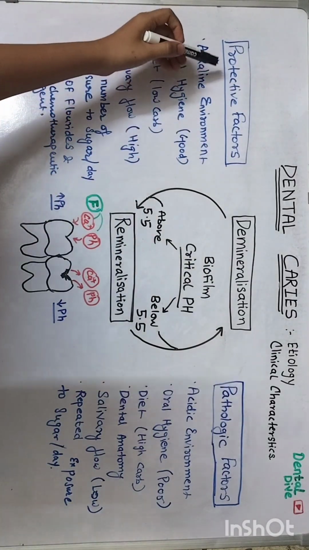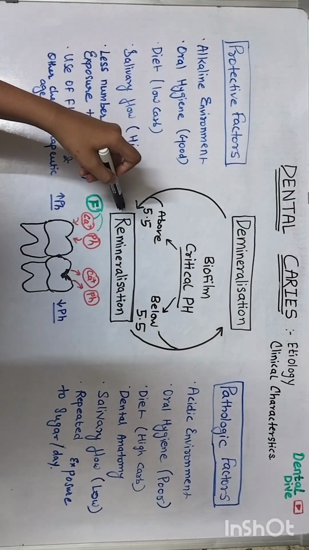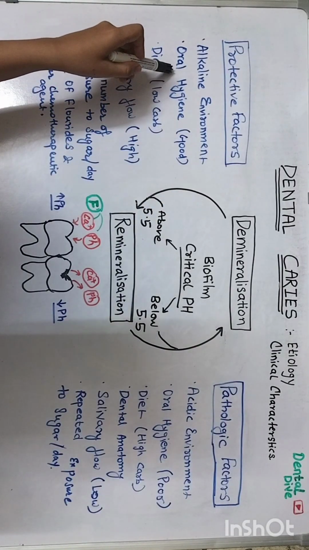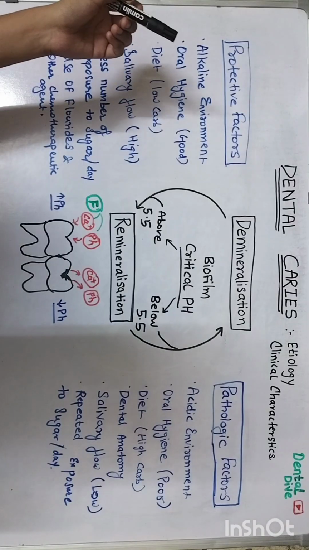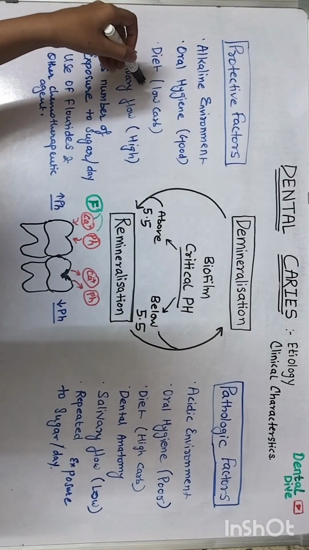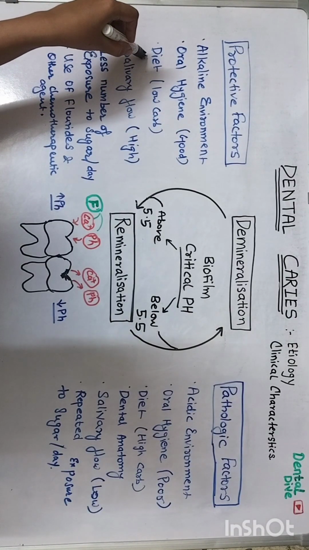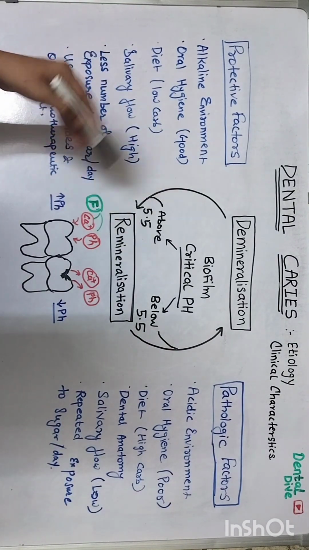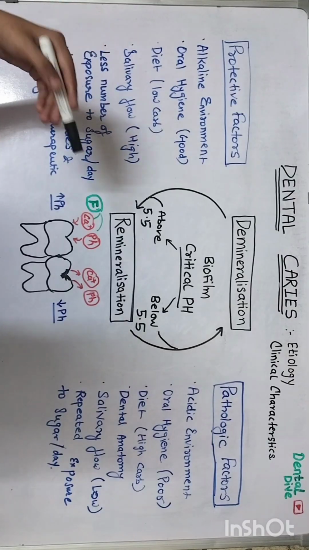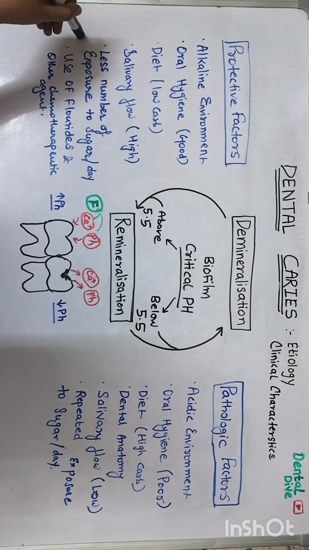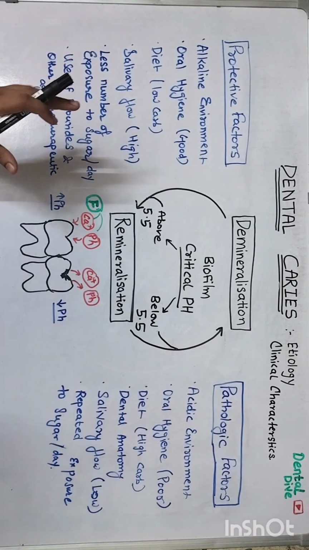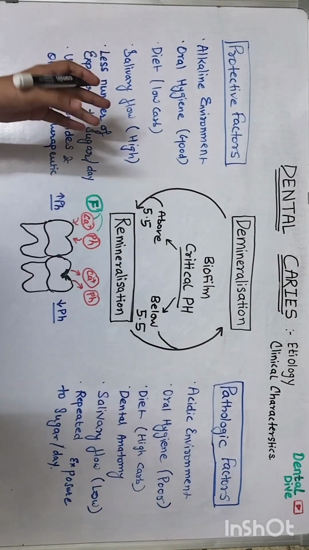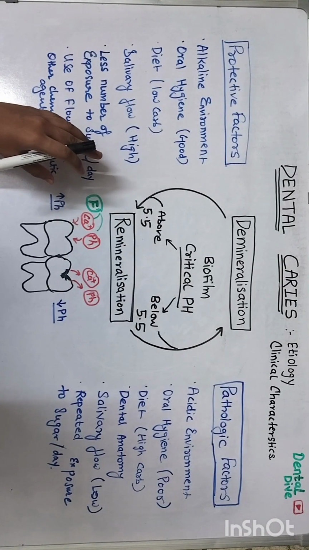Now the protective factors. Alkaline environment favors remineralization when the pH is above 5.5. If the oral hygiene is good, means there is less number of bacteria and biofilm, which will prevent dental caries. If the patient has a low carb diet, it will also help in prevention of dental caries. If the salivary flow is high, there will be more flushing action of food debris and bacteria, which will prevent dental caries. If there is less number of exposures to sugar per day, if a patient has intake of sugar 1 or 2 times a day, there will be less chance to have dental caries.